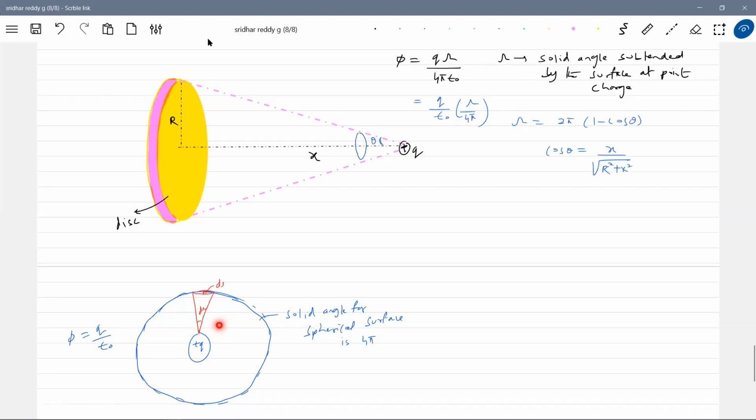Now you can see this. But d(Omega) is also a spherical angle, sir. So it's also three-dimensional. So don't bother about that one.